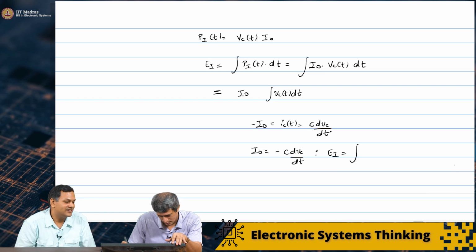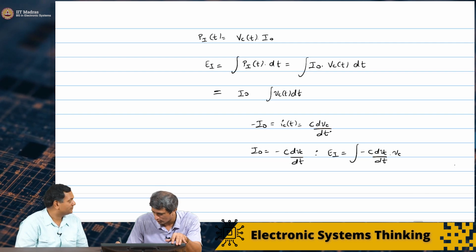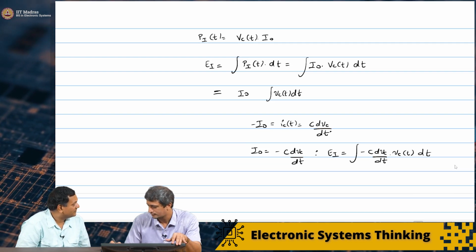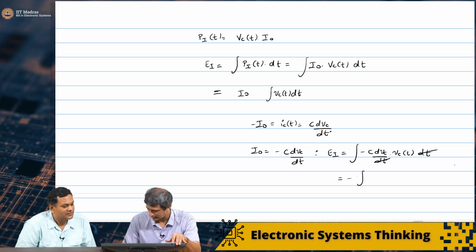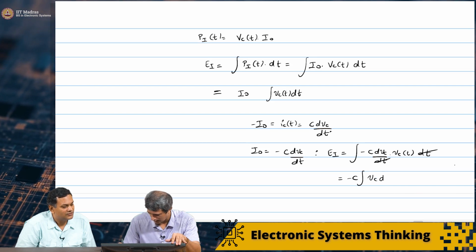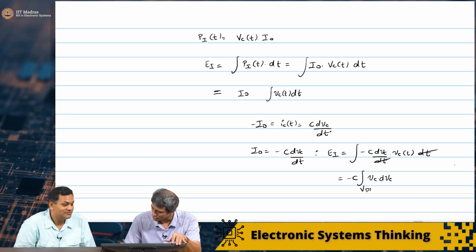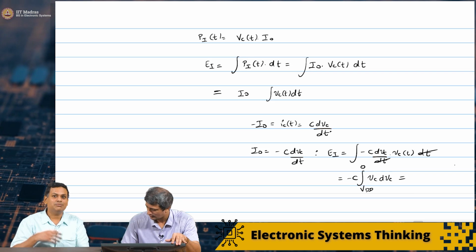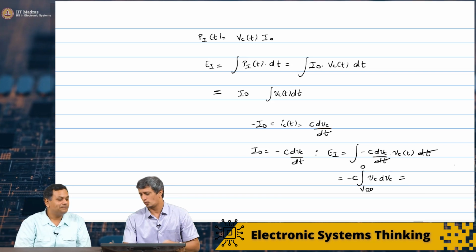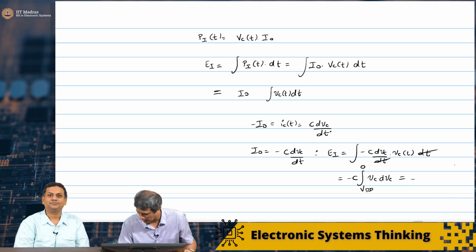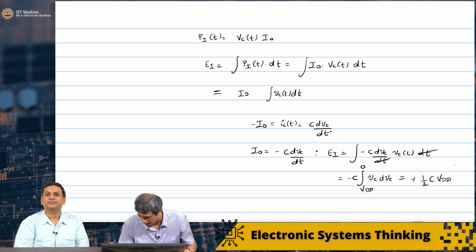EI therefore is minus C dVc by dt into Vc of T dt. I can do this, right? Minus C Vc dVc. This needs to go from VDD to 0, because at time 0 it was at VDD and at time T2 it was at 0. So you get plus half C VDD squared.